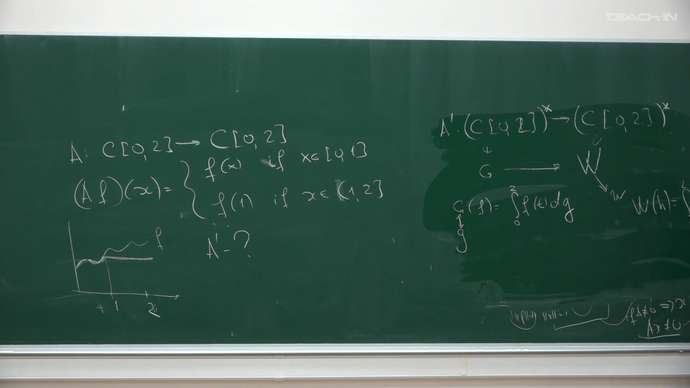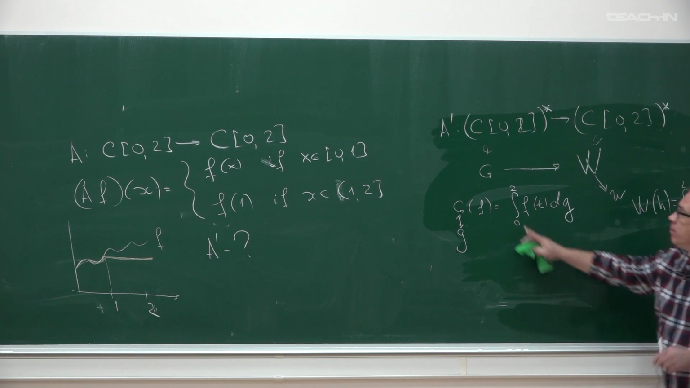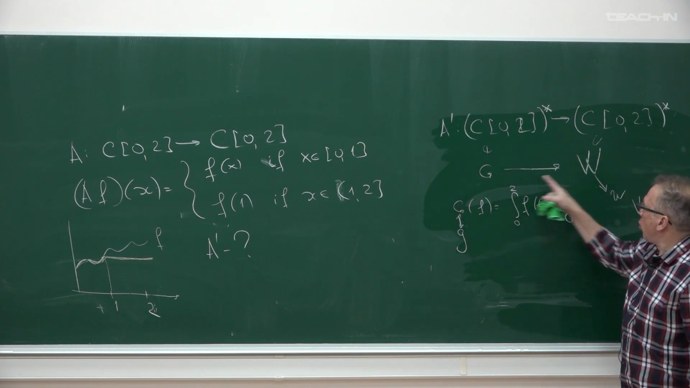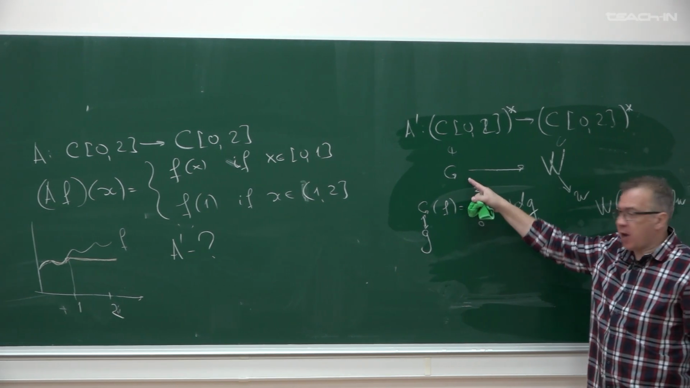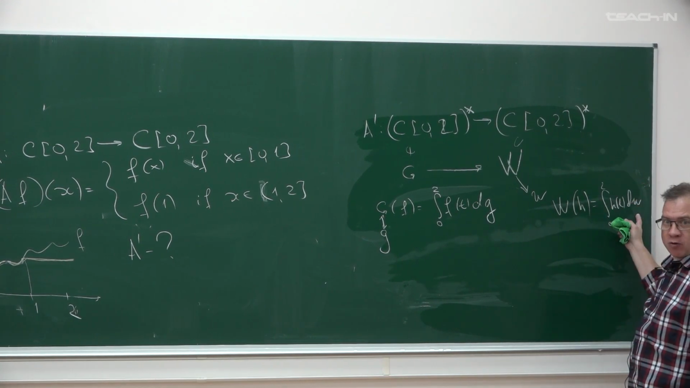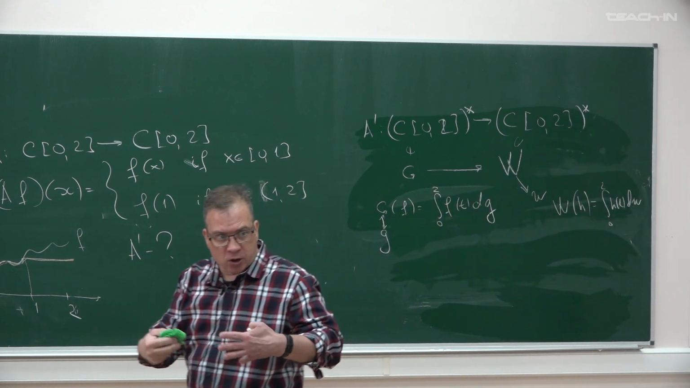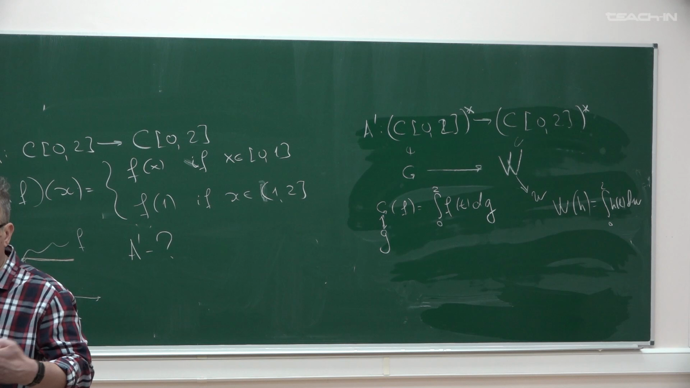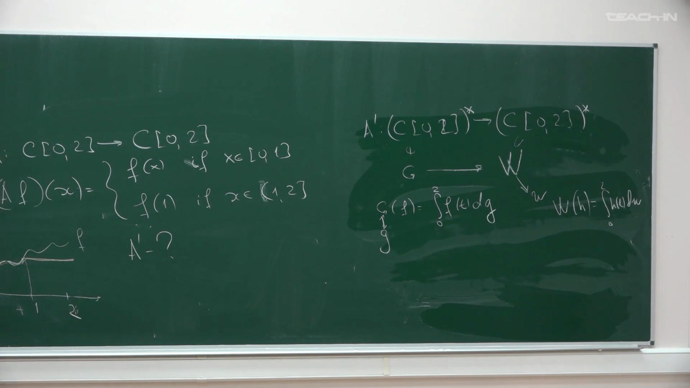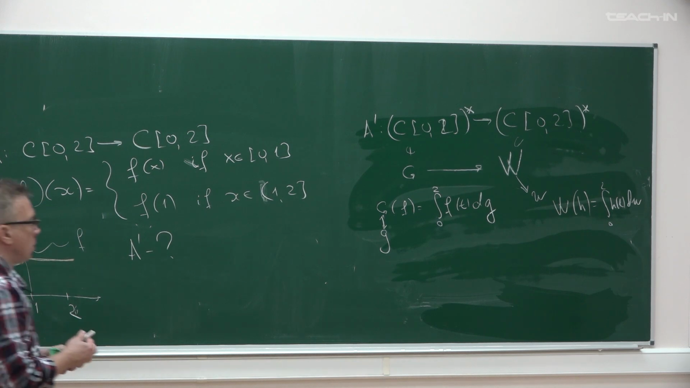So I describe the action of A prime not by its action on functionals, but by its action on the functions of bounded variation. It is simpler. If you can describe how the function of bounded variation changes, then of course you know how your operator acts. So let's do it.